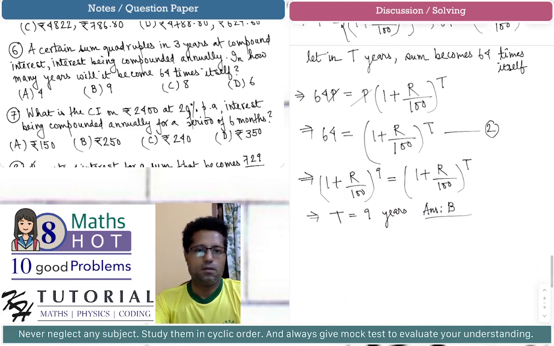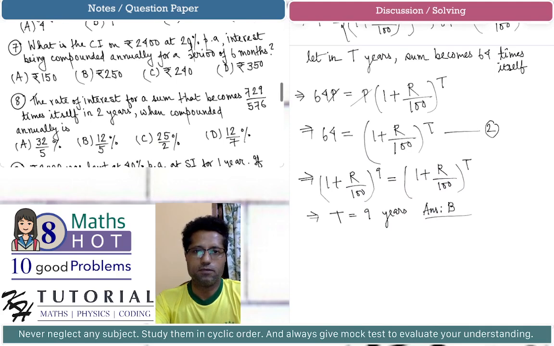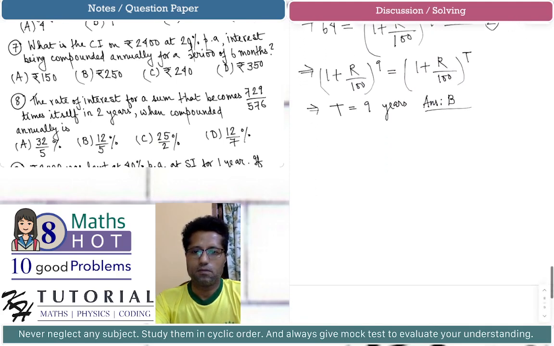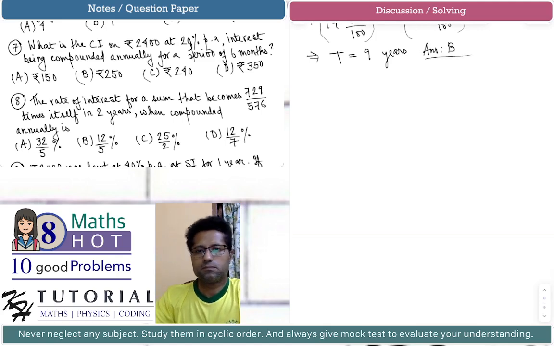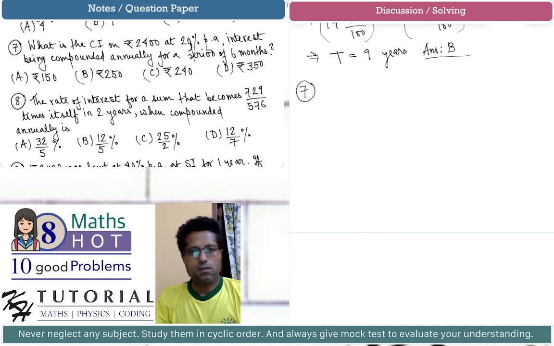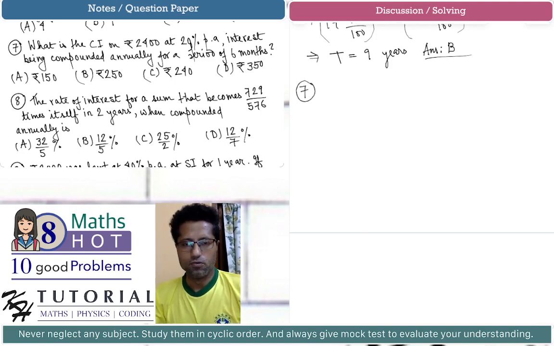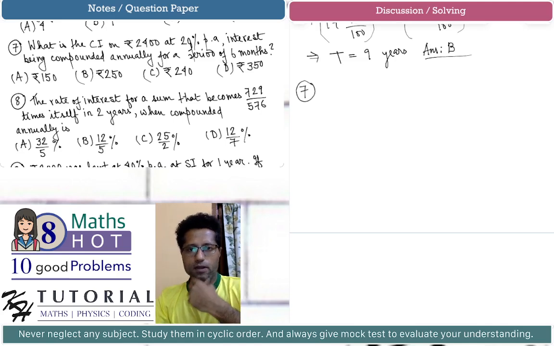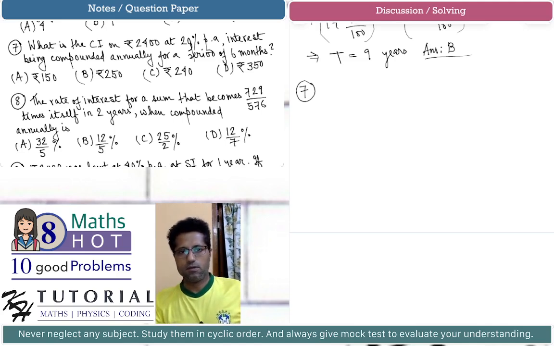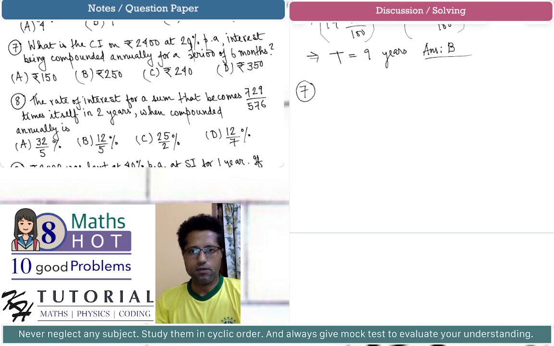Okay, let's do problem number 7. What is the compound interest on rupees 2,400 at 20% per annum, interest being compounded annually, for a period of 6 months?